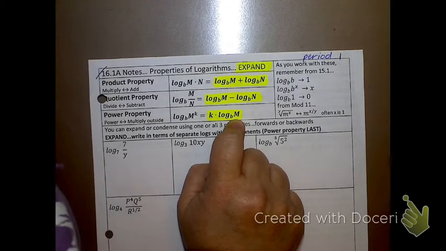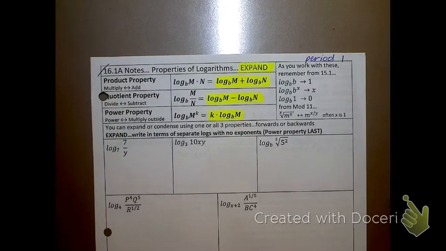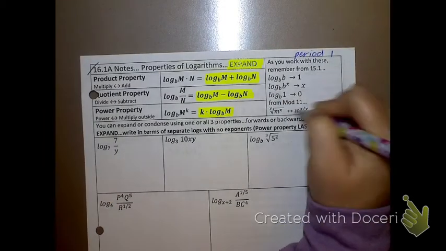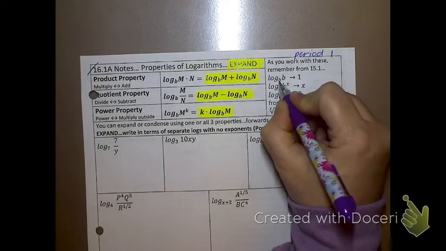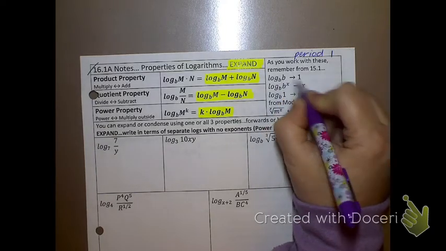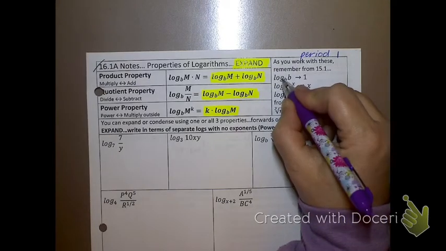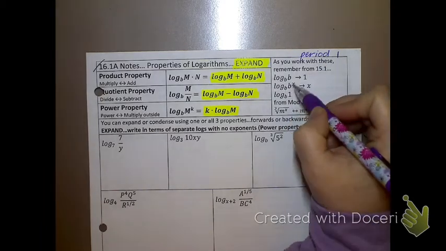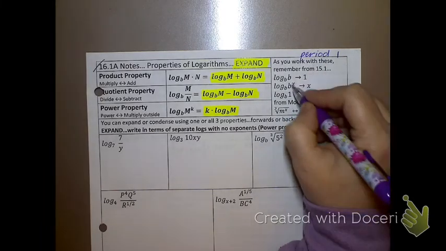Okay, let me get a good color to write with. Okay, so let's see. Remember these rules. We have some things. Log base b of b equals 1. When your base and this number match, it equals 1. That's because if you were to change this to exponential form, it would have to be 1. Log base b of b to the x, and we'll talk more about these rules later, is x.